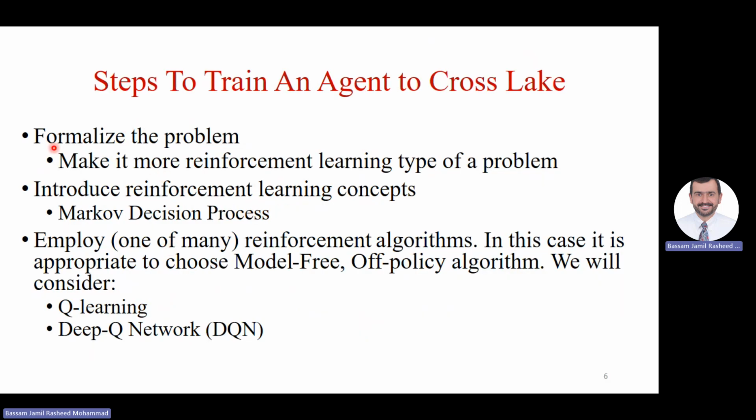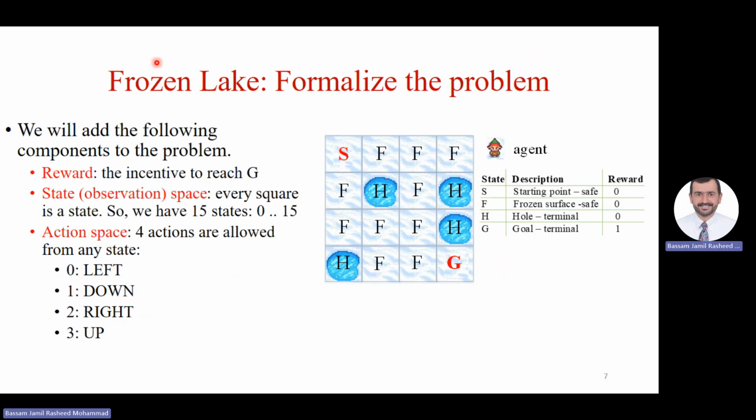Now, of course, we need to solve this problem. We need to formalize the problem. We need to introduce the notion of actions, Markov decision process, etc., and then employ one of the algorithms that are model free algorithms, and in this case, an off policy algorithm. We're not going to use on policy, and Q learning and deep QN will be discussed on this example. All right, so let's formulate the problem. Clearly, I have those as my states. So we will add the following components to the problem: rewards.